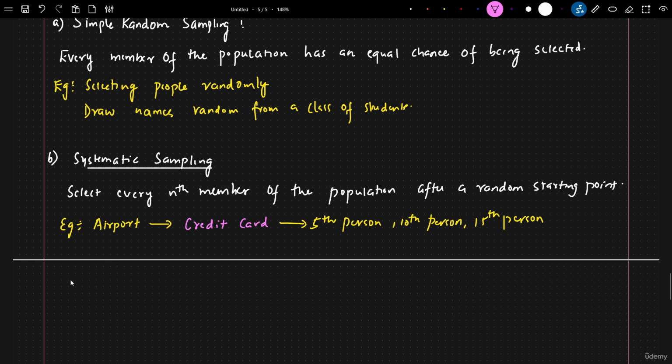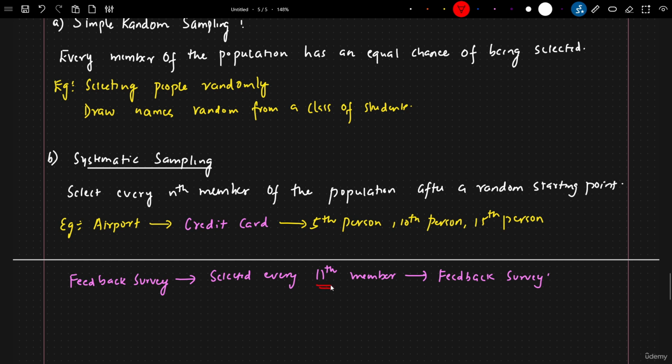One more common example in industries, which we have specifically used, is something called a feedback survey, right? When I was working for one of the MNCs, we asked for feedback from our customers, and we selected every 11th member, and we dropped them a mail for the feedback survey, right? Now you may be thinking, why 11th? It can be any number, guys. I've just given it as an example over here. Okay. So this is basically called systematic sampling.